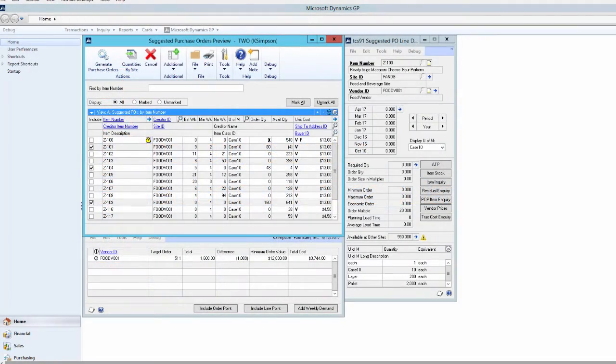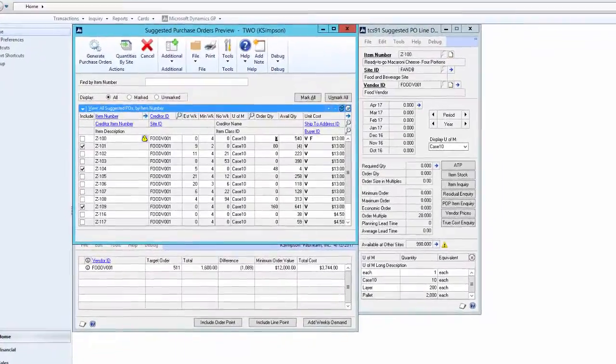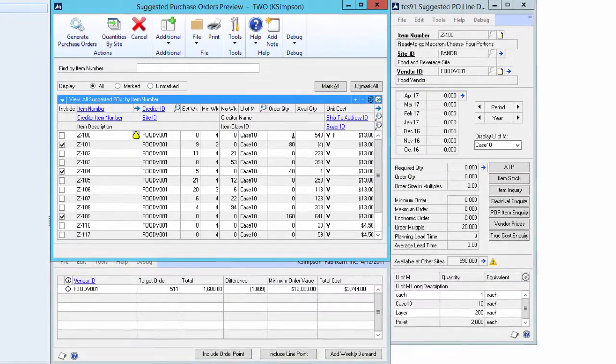Item demand can be reviewed and maintained, and the outcome is used as a basis for automatically generating purchase orders using the Dynamics GP Purchase Order Generator. In this video, we'll be looking at the basic principles and concepts of AIR, while in the second and third, we will see it in day-to-day operation.